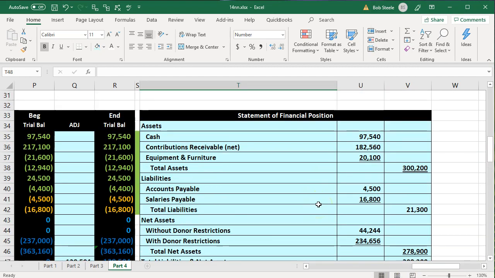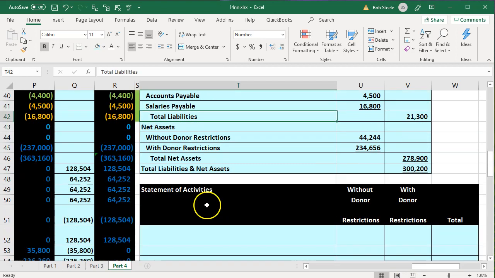So now we've got, in essence, the balance sheet, the statement of financial position. And now next time we're going to go to the statement of activities.